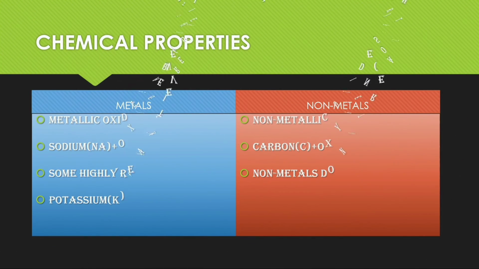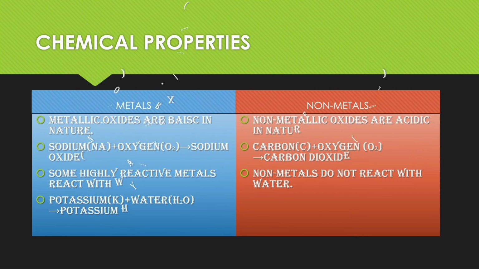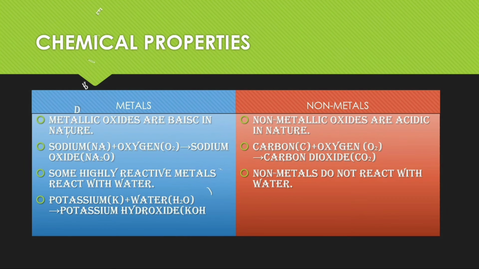Next, we are going to differentiate metals and non-metals based on their chemical properties. First, metallic oxides are basic in nature, whereas non-metallic oxides are acidic in nature. Sodium, when it's heated in the presence of oxygen, produces sodium oxide, that is Na2O, which is basic in nature, whereas carbon reacts with oxygen to form carbon dioxide, which is acidic in nature.